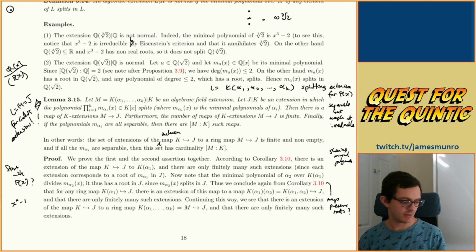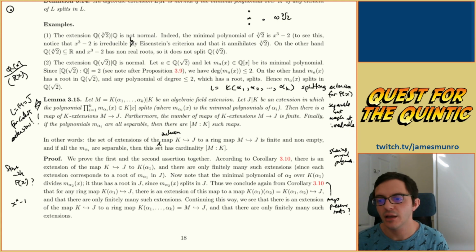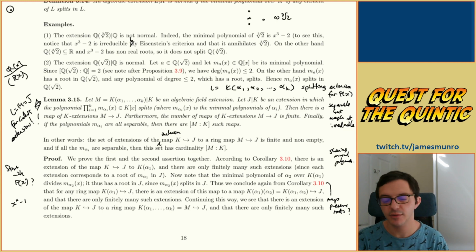Count the maps. There's a quintic. And look at the splitting field generated by the roots of that quintic, which I would think are alpha 1 to alpha 5. And the minimal polynomial for those roots. Is that not the quintic? In K?